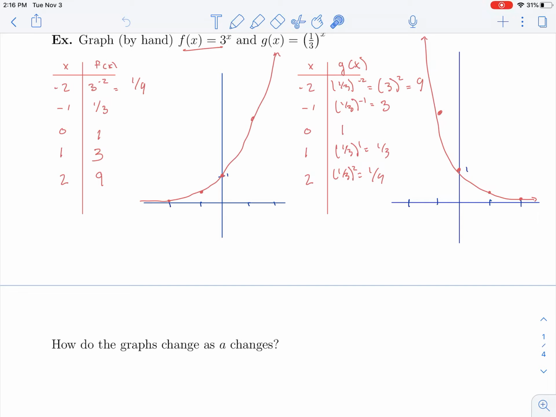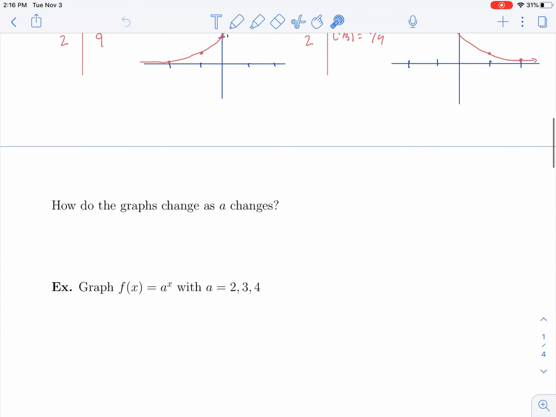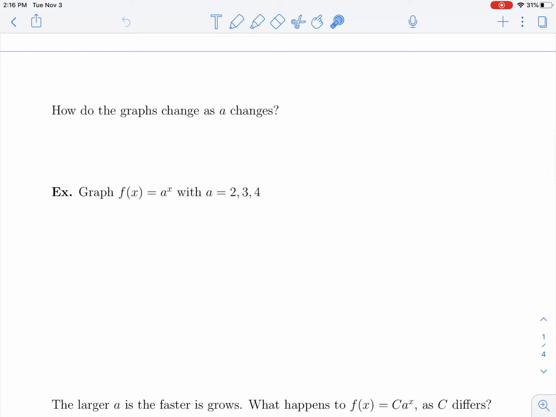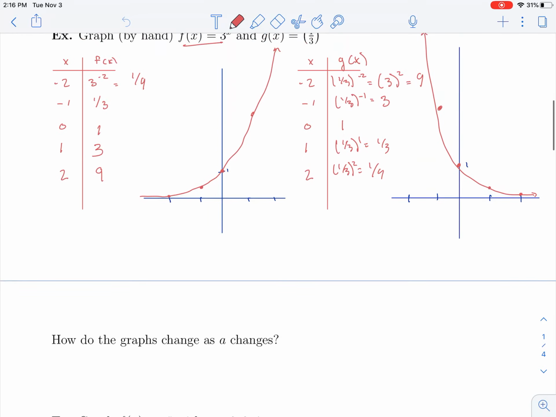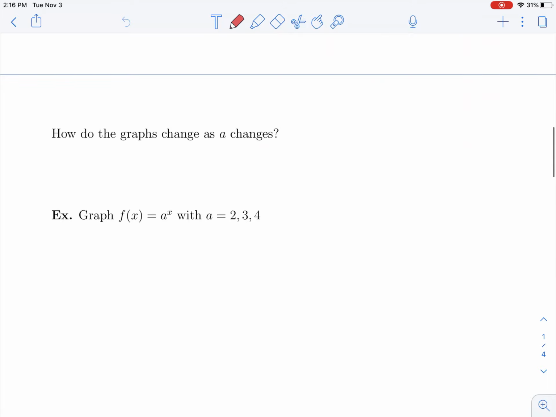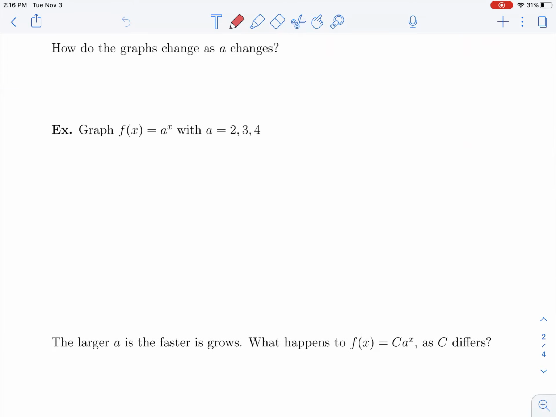Okay, cool. So, how do the graphs change as a changes? So we know that if a is greater than 1, I'm going to grow. If it's less than 1, I'm decaying. But what about if I change a, if I'm just looking at different growth models? I say growth models just because I know it's going to grow, right? So now we're going to graph a to the x, but when a is 2, 3, and 4.